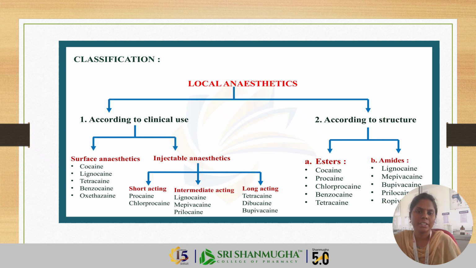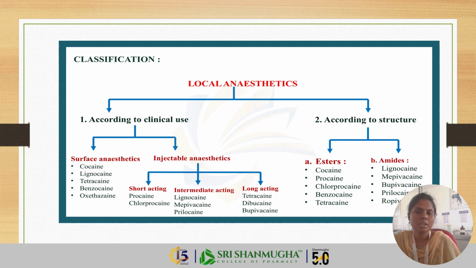Examples for short acting injectable anesthetics are procaine and chloroprocaine. Examples of intermediate acting injectable anesthetics are lidocaine and bupivacaine. The third one is long acting, and long acting injectable anesthetics include tetracaine and dibucaine.